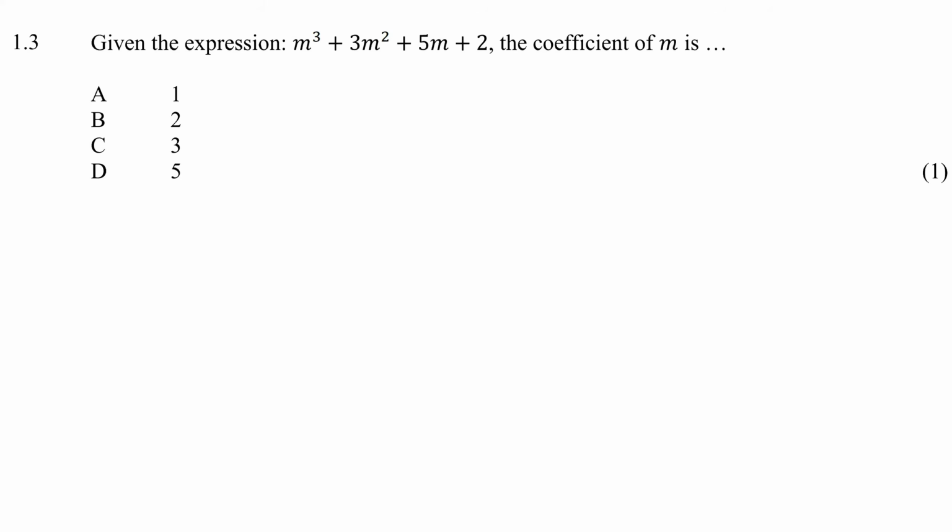Given the expression m³ plus 3m² plus 5m plus 2, the coefficient of m. Okay, so we go to the m, which is over here, and we look at that part over there. So that's a 5. So that's that.